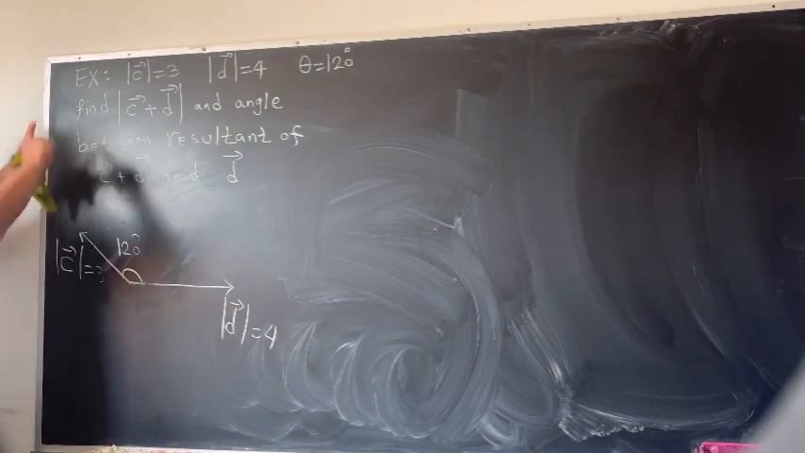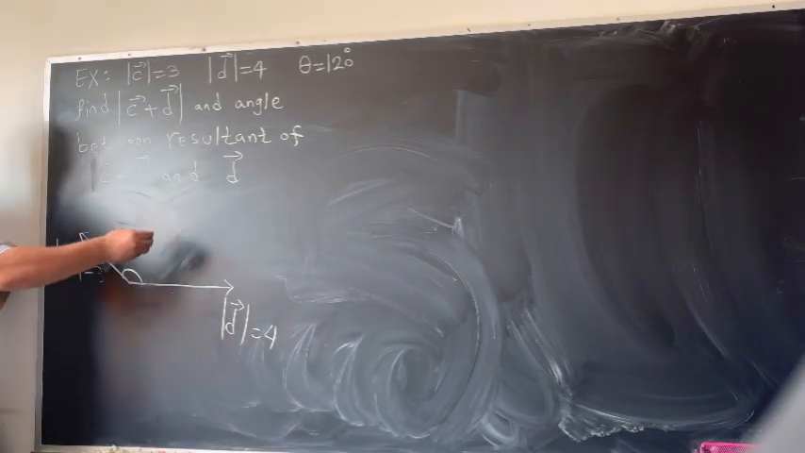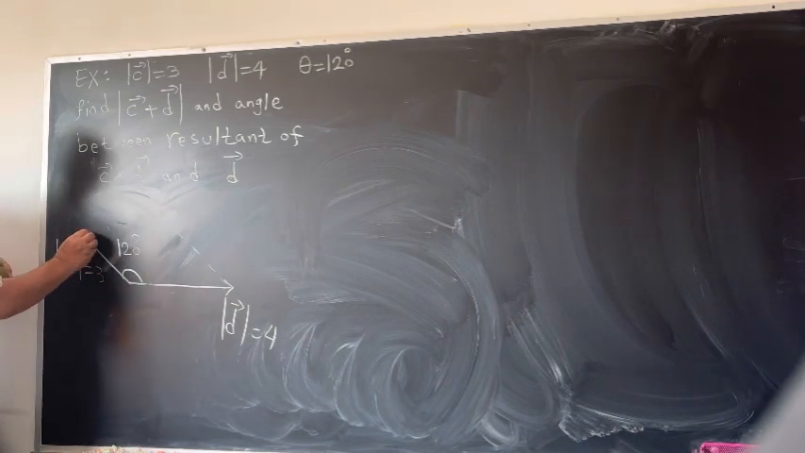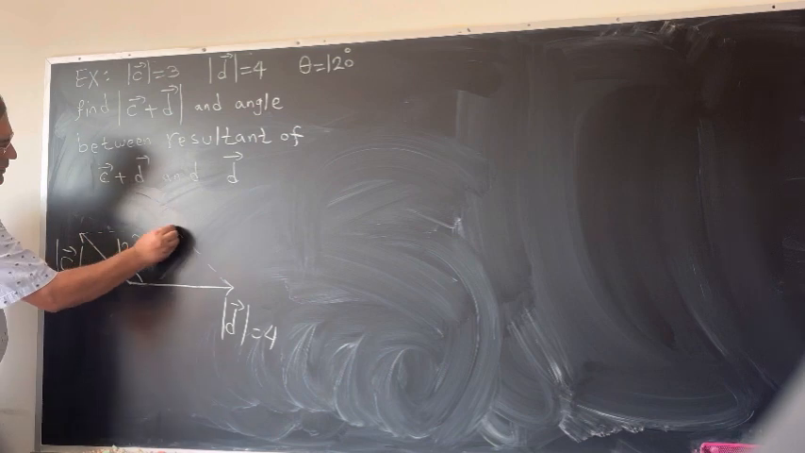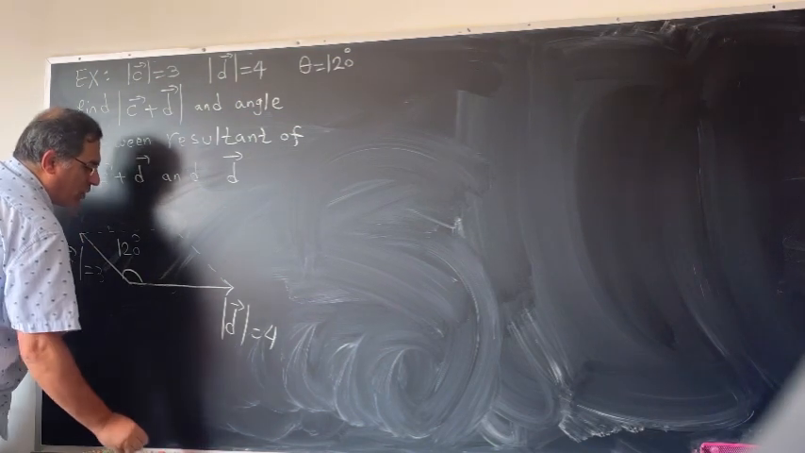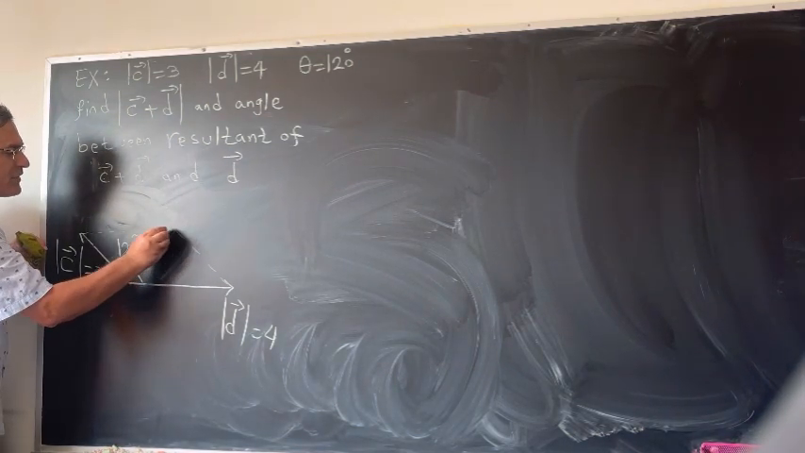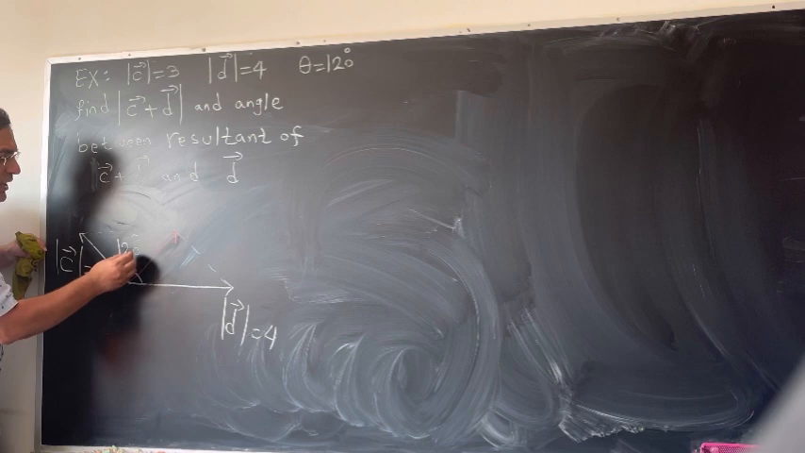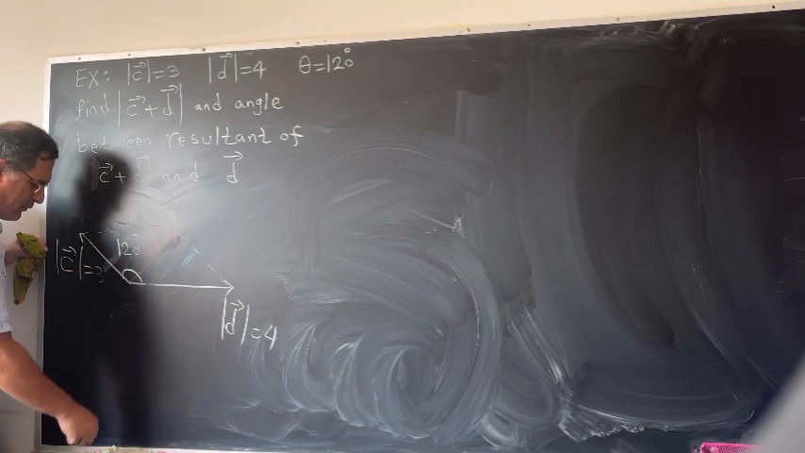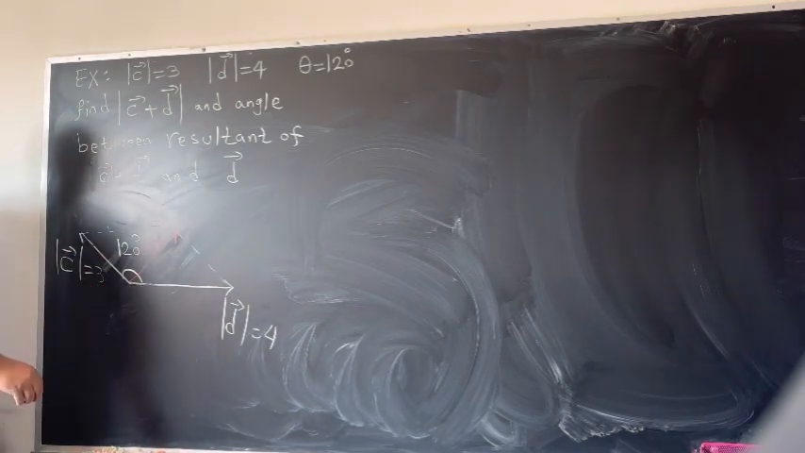You have to make the parallelogram. Draw the same-size parallel sides and connect the second vector. This is the parallelogram. The diagonal between the two vectors is the addition, or resultant, C plus D. So first of all, you want to find the addition of vectors C and D.